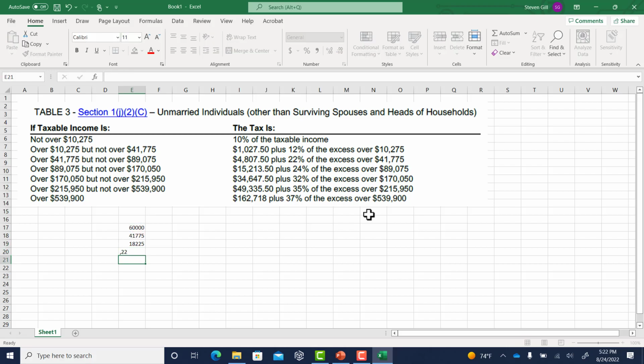Okay, so multiply that by 22%. See, all sorts of problems here. There we go. Add to that 4,807.5. I'm going to drive you guys crazy before this is over with. And there's 8,817. So there's Mark's tax on his taxable income of $60,000. Pretty straightforward. All right, let's jump back to our slide.